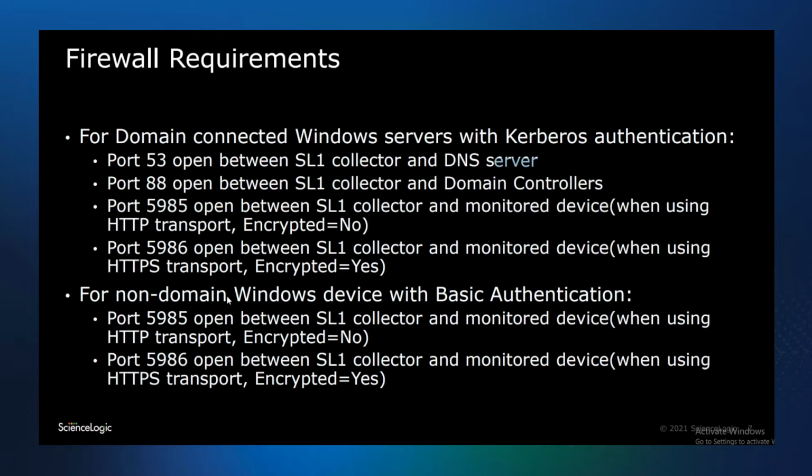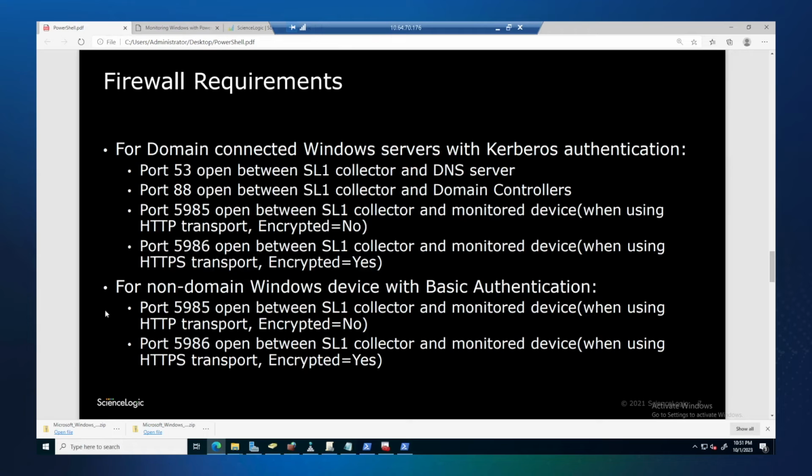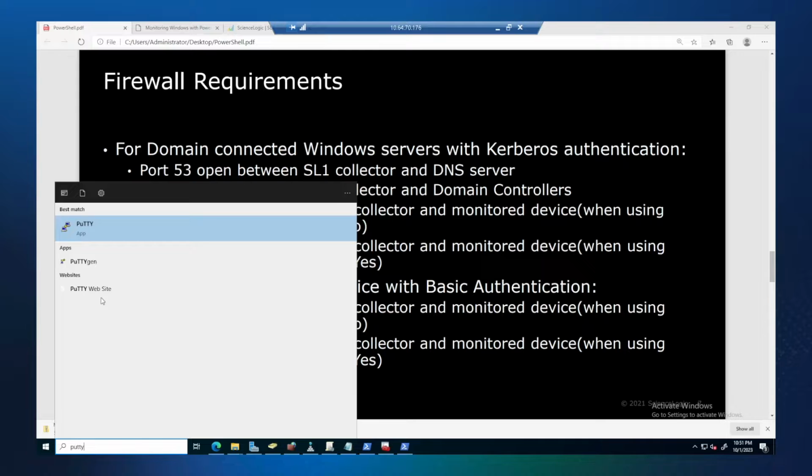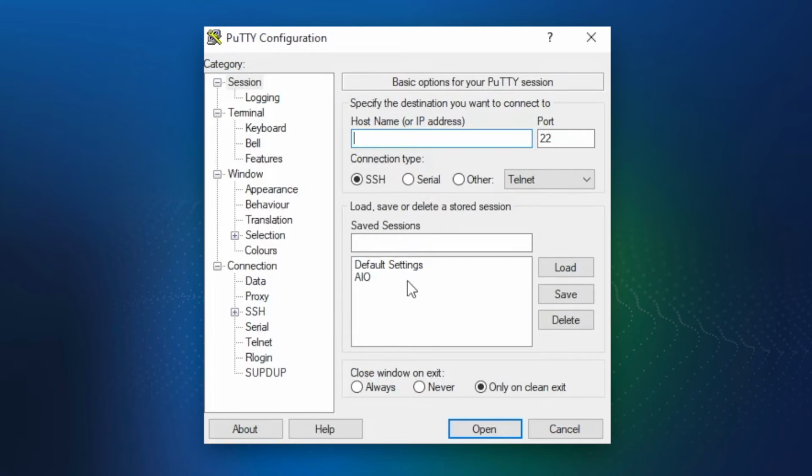For non-domain users, we are using basic authentication, so port 5985 and/or 5986 need to be accessible from the collector to the monitored device, depending on whether encrypted or unencrypted is used. You can check if all ports are open from the collector side. In this example, we are going to use SSH session to our appliance. We have all-in-one.